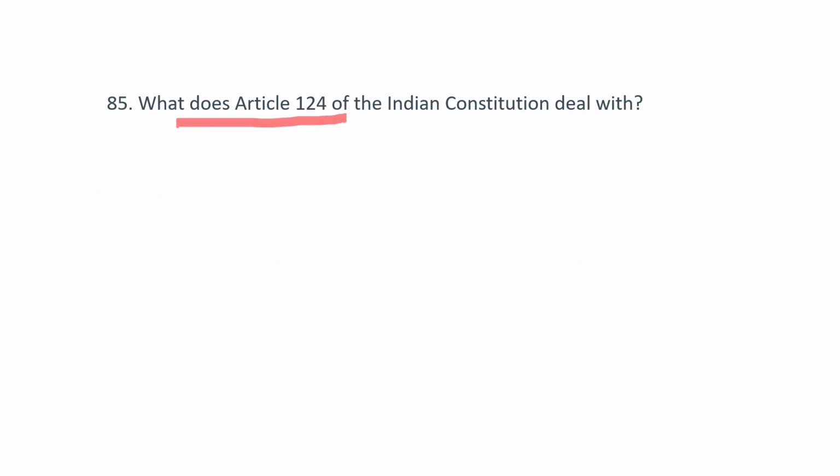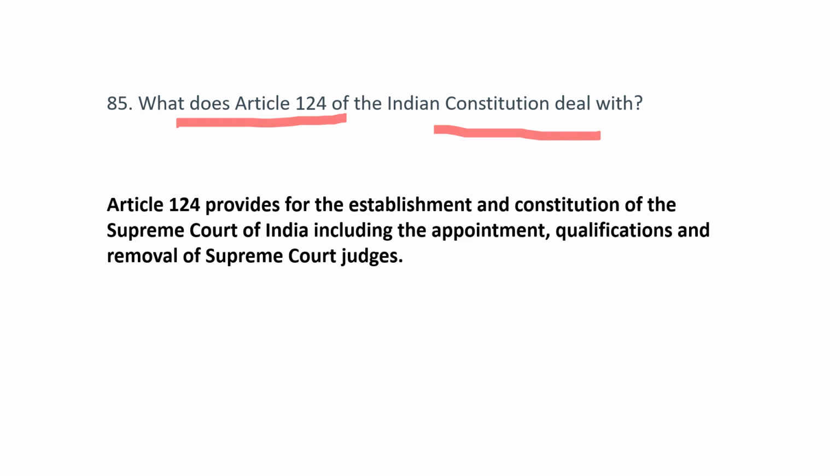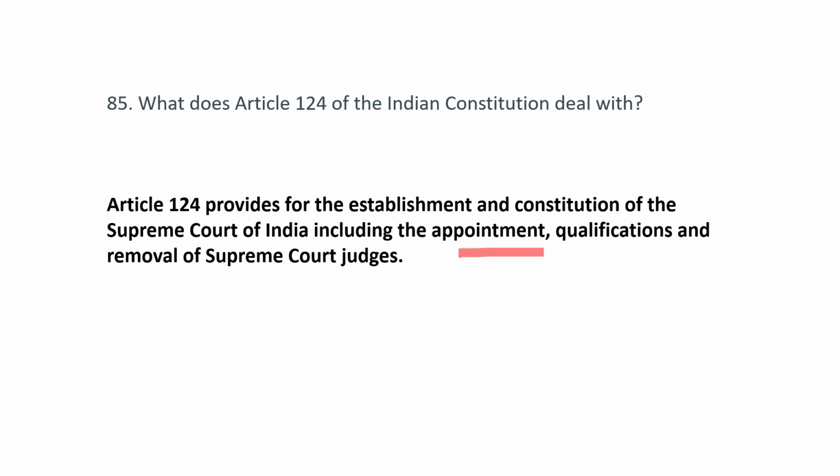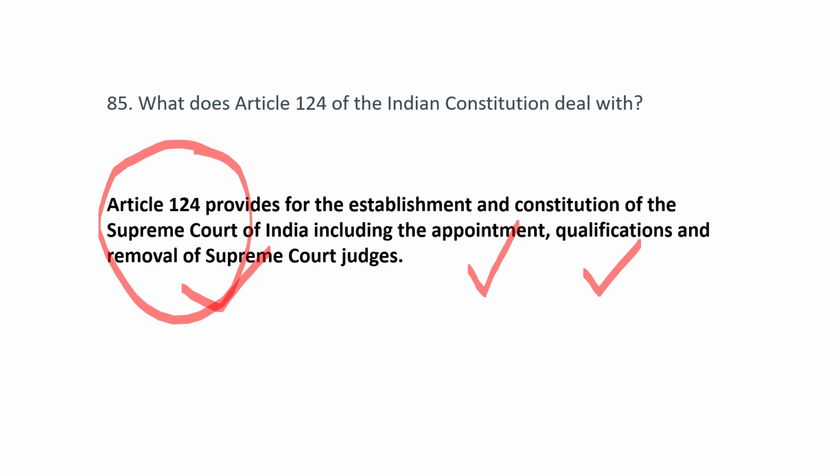What does Article 124 of the Indian Constitution deal with? The answer is Article 124 provides for the establishment and constitution of the Indian Supreme Court, including the appointment, qualifications and removal of the Supreme Court judges. That means the appointment and the qualification of the Supreme Court judges and removal of Supreme Court judges are dealt with by Article 124. Also, the establishment and constitution of the Supreme Court is mentioned under Article 124 of the Indian Constitution. The next question.